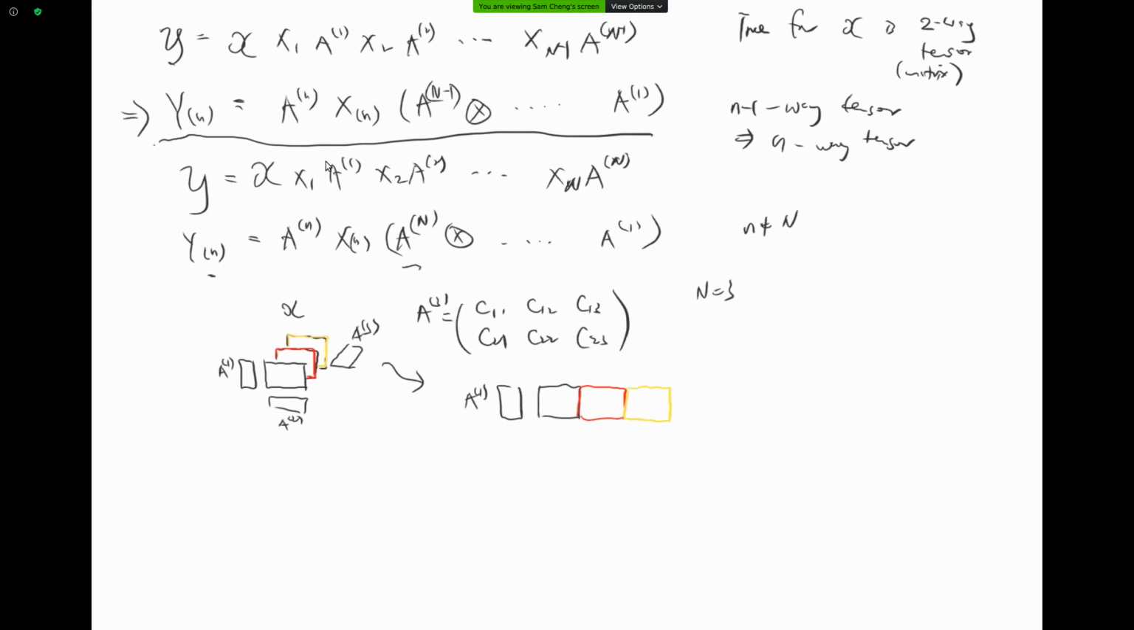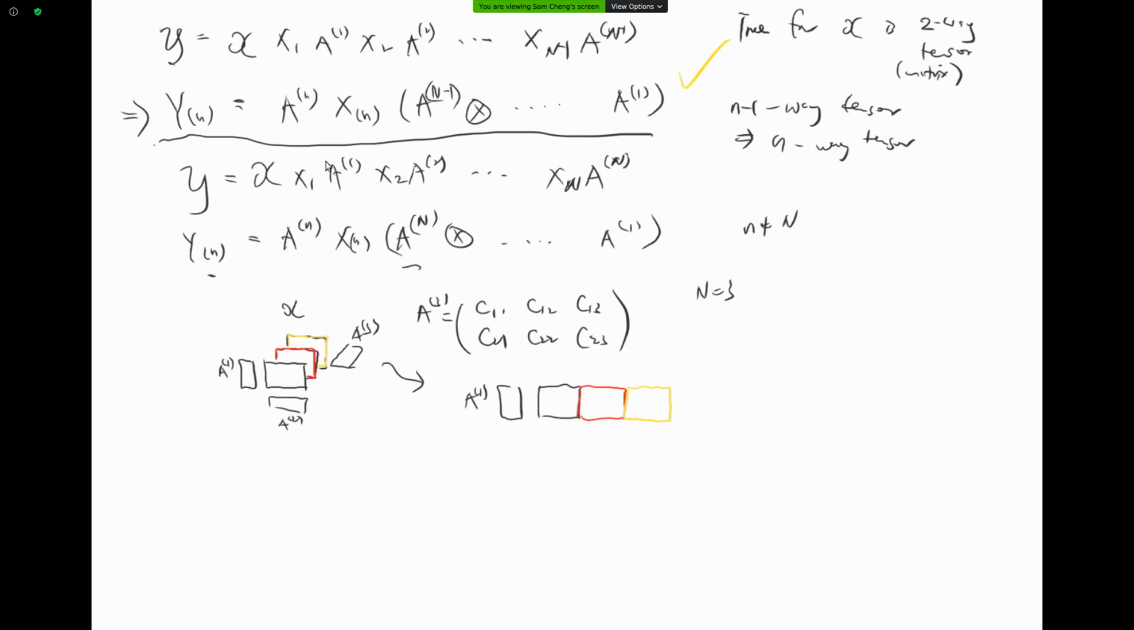Now the last 2 dimensions basically combine together. So the total number of orders is reduced by 1. Instead of an n-way tensor, I have an n minus 1 way tensor. Therefore I can use this identity now.